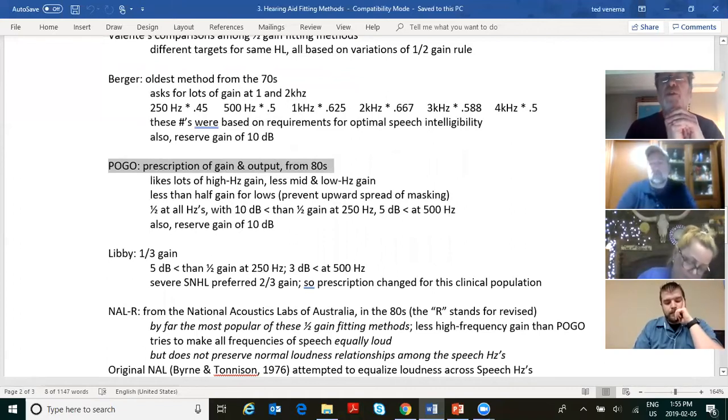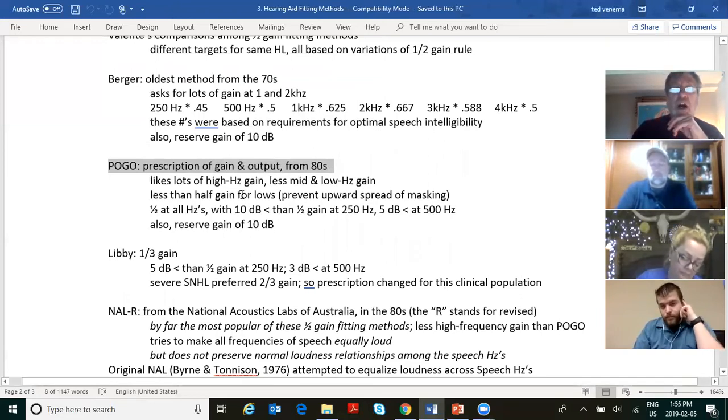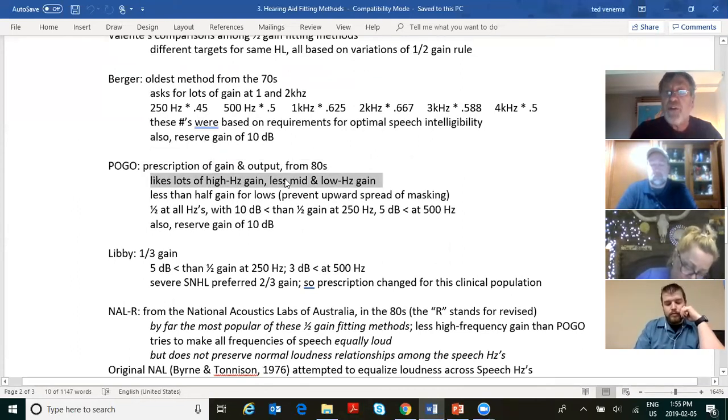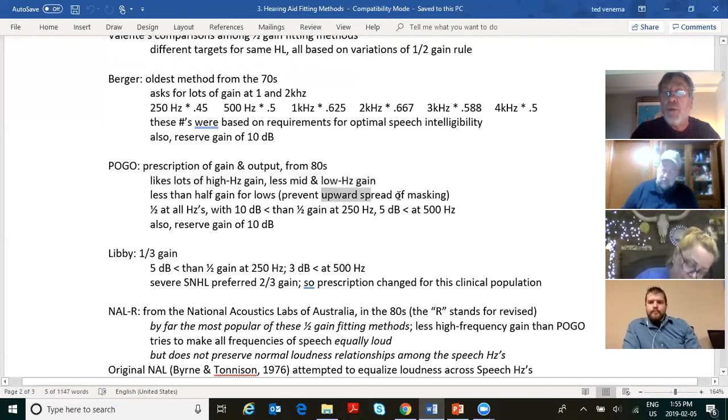The thing is, it's called Prescription of Gain and Output. It's from the 80s. It likes a lot of high frequency gain, a lot like Berger, but it doesn't ask for as much mid and low. It says if you start doing that, you're going to get what they call the upward spread of masking. Now, do you remember what the upward spread of masking is? Lows mask highs better than highs mask lows, right? The rumble of a truck will cover the peeping of a canary better than the loud peeping of a canary will cover the rumbling of a truck.